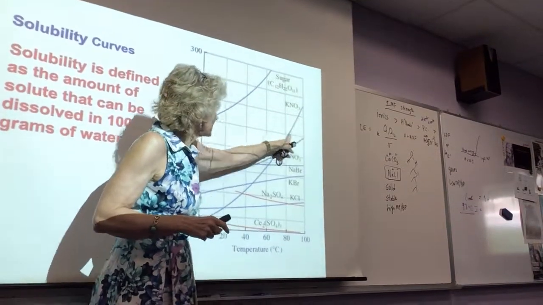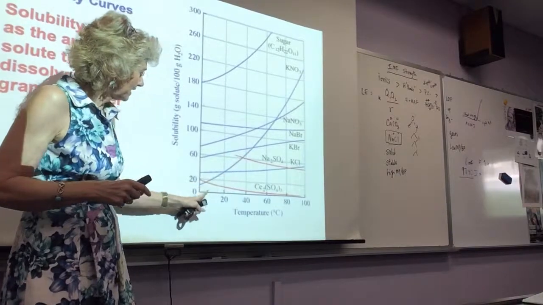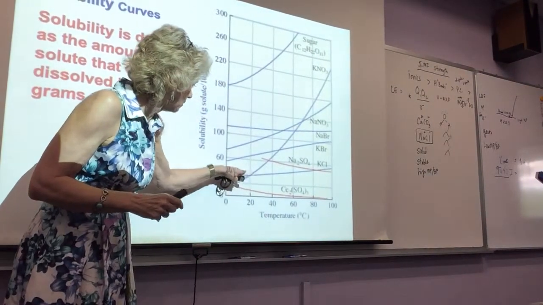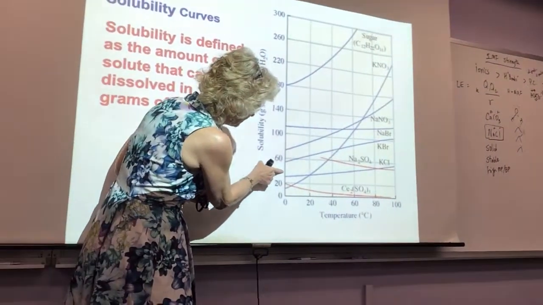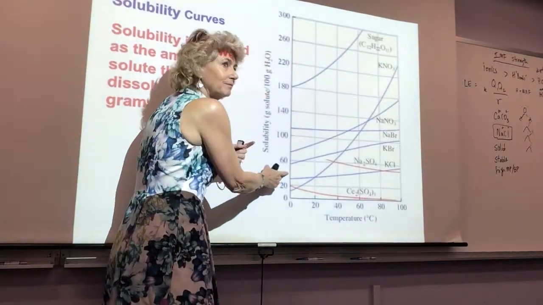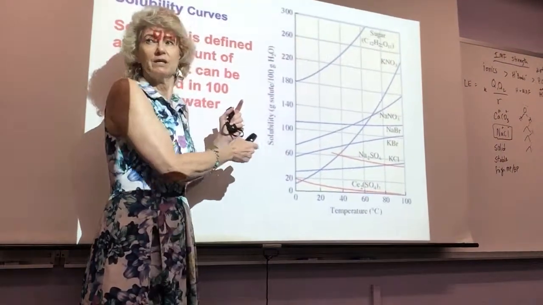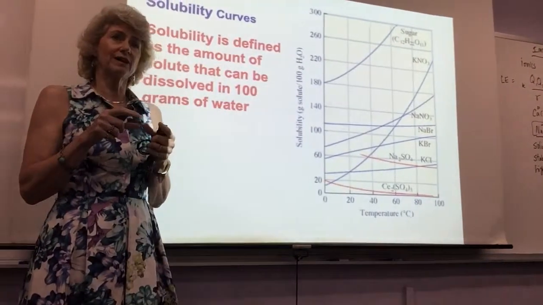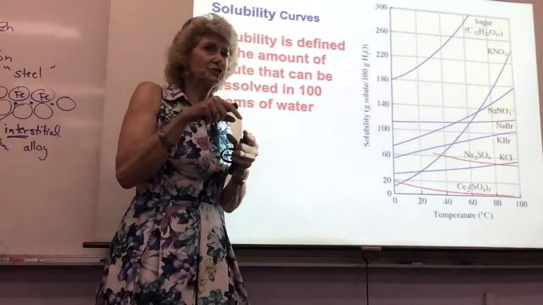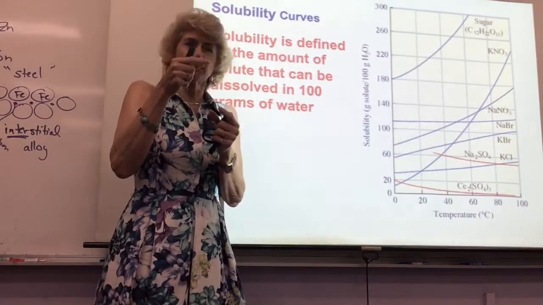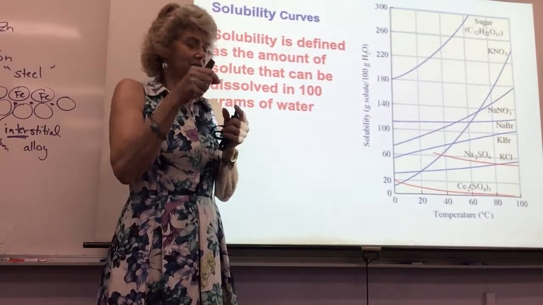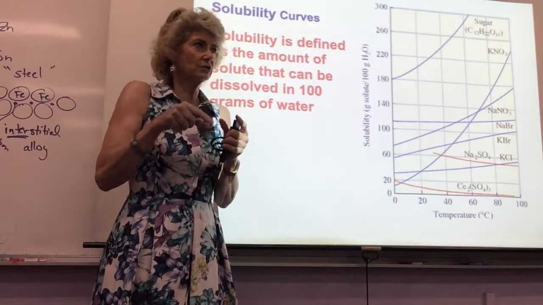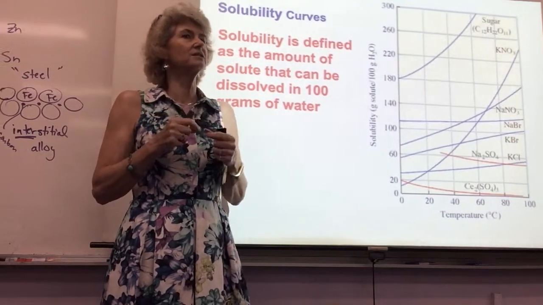So look at this line here. At 25 degrees, at room temperature, we go up to the line and over right about there. Well, it's about 30. Let's just say 30 grams. When you get to 30 grams in 100 mils of water at 25 degrees, it will all stir in. If you put one more sprinkle of potassium nitrate in, it just goes straight to the bottom of the beaker. No matter how much you stir, as long as you keep the temperature constant, it will not dissolve.